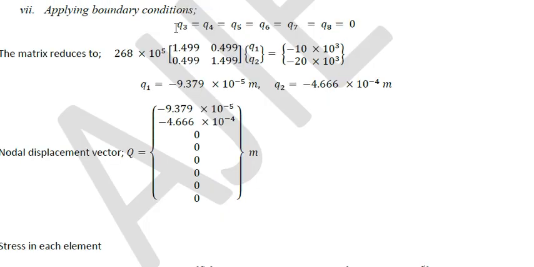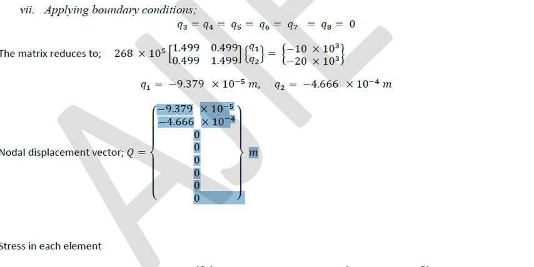After applying boundary condition Q3, Q4, Q5, Q6, Q7, Q8 as 0, as I told, all the other columns and rows are arrested. We will remain with this, and we will find Q1 as minus 9.379 into 10 power minus 5 meter. Be careful, we are maintaining meter. And Q2 as minus 4.666 into 10 power minus 4 meter. So finally, we have to represent the global displacement vector like this to obtain full marks.